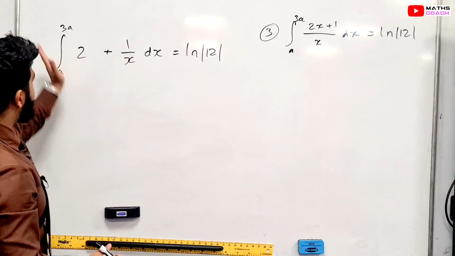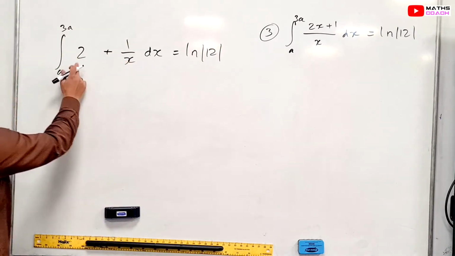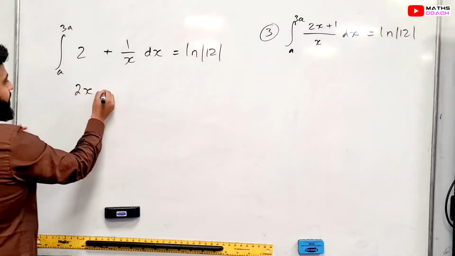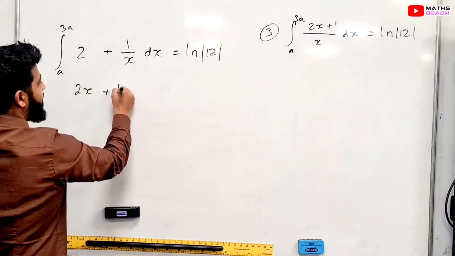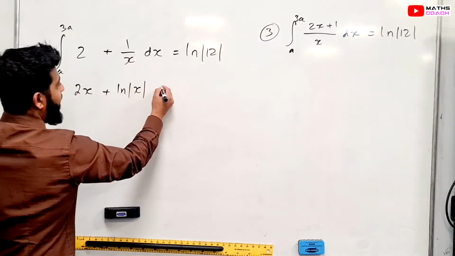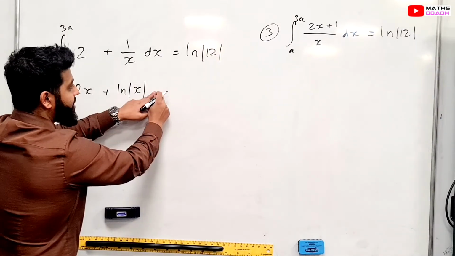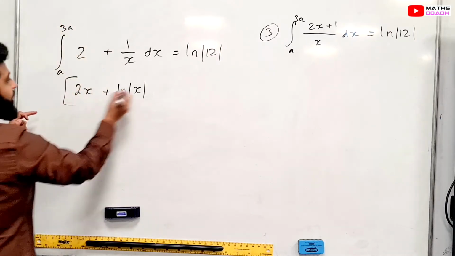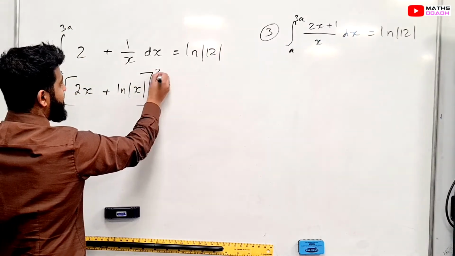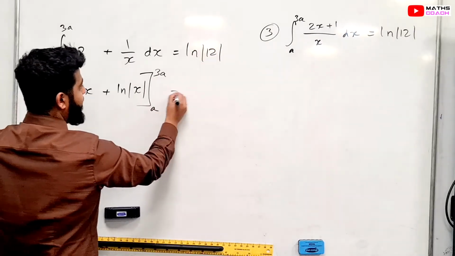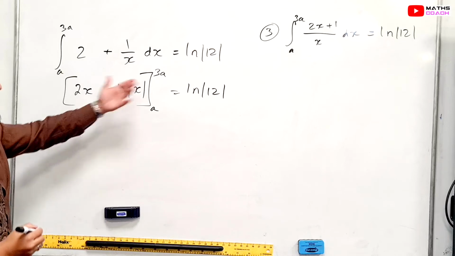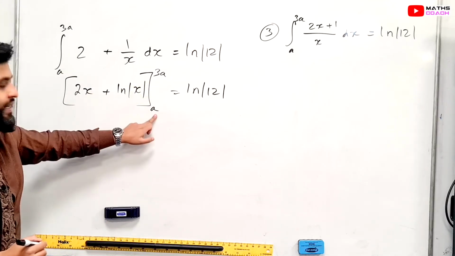And let's integrate this half. Okay, so what do we get when we integrate 2? 2x plus, when we integrate this, ln x. And that's integrated now. We don't need to write plus c because we're going to be solving it. Plus, it's a definite integration. So we can put into a bracket like this, write 3a here, a here, and we can write our ln 12 on the other side. Next, we're going to substitute those values in and take them away.